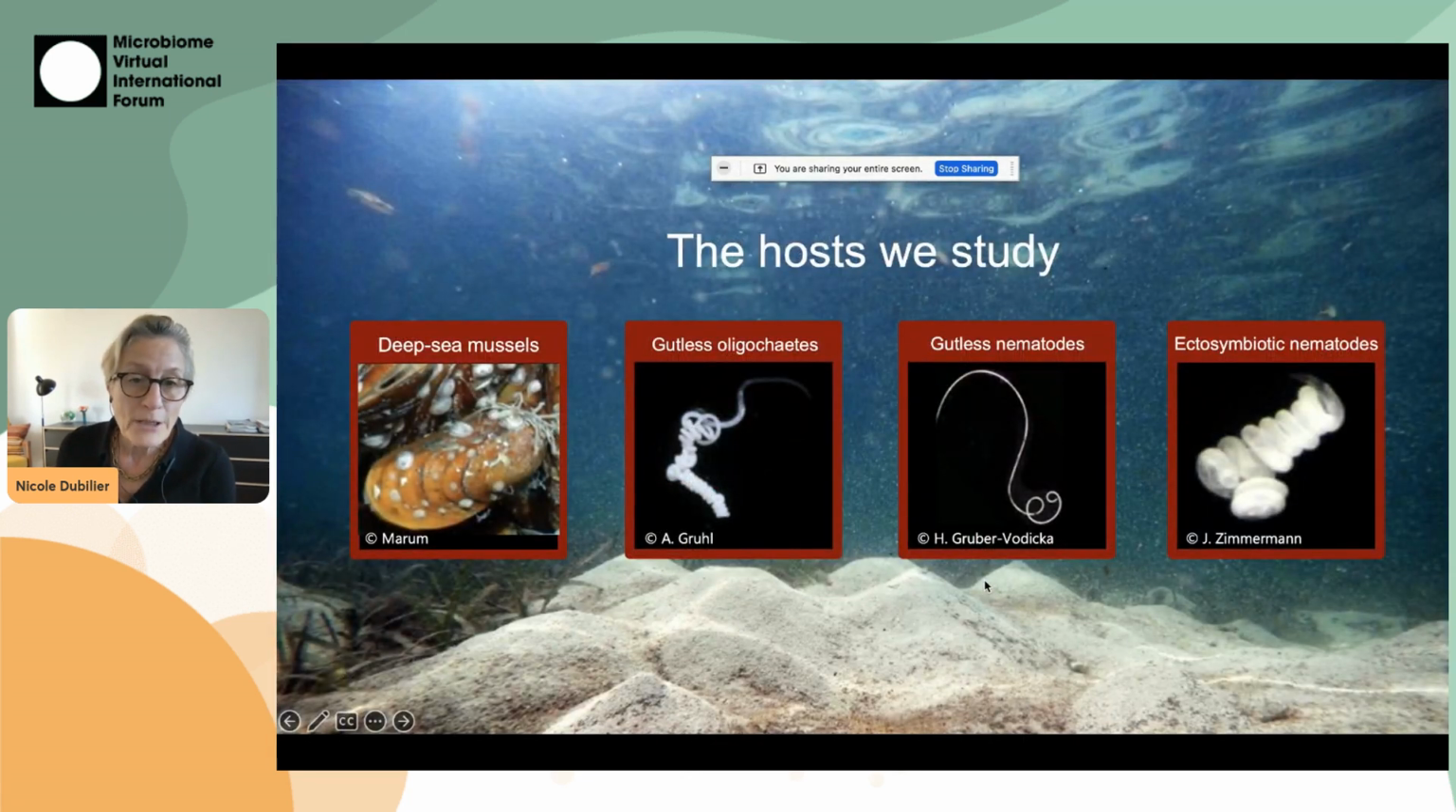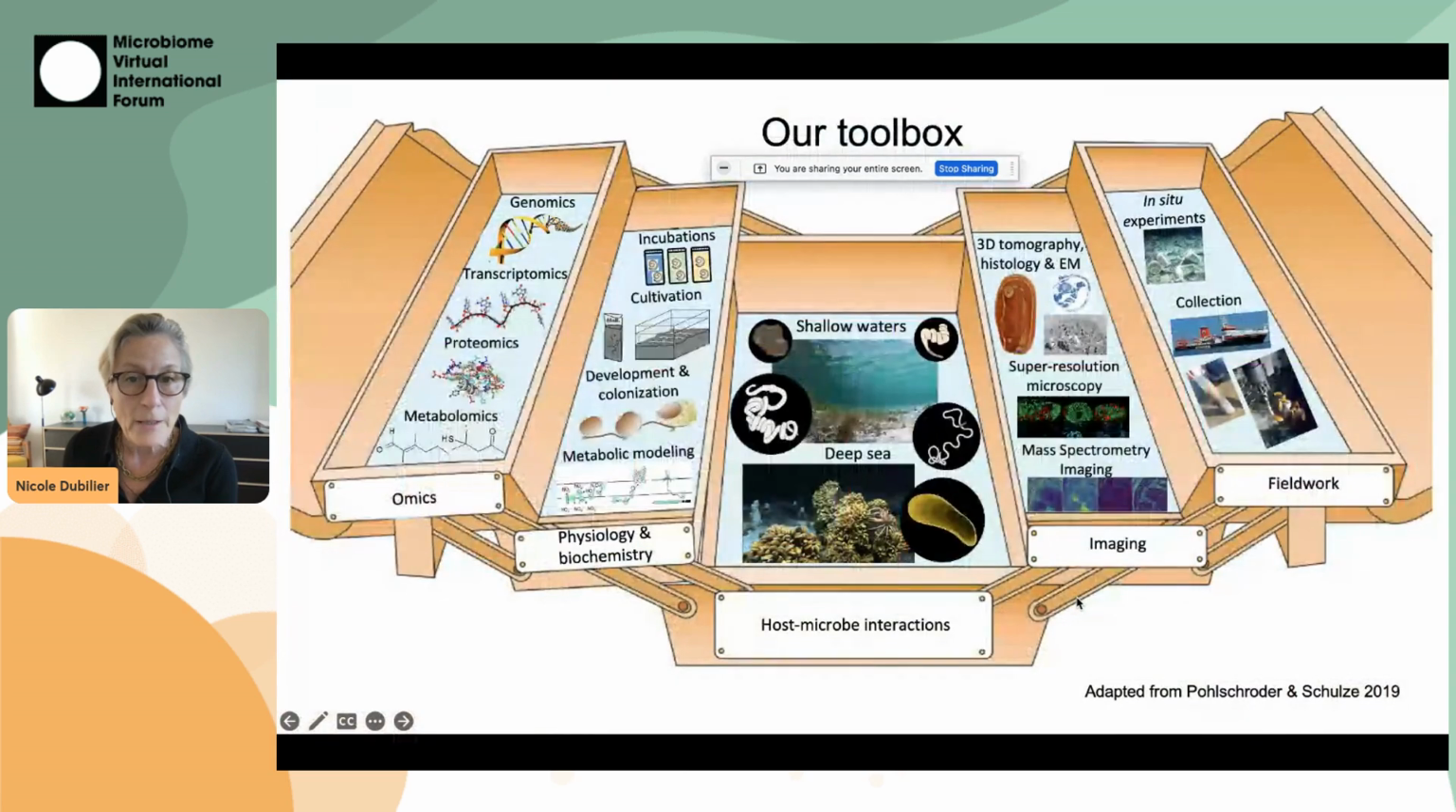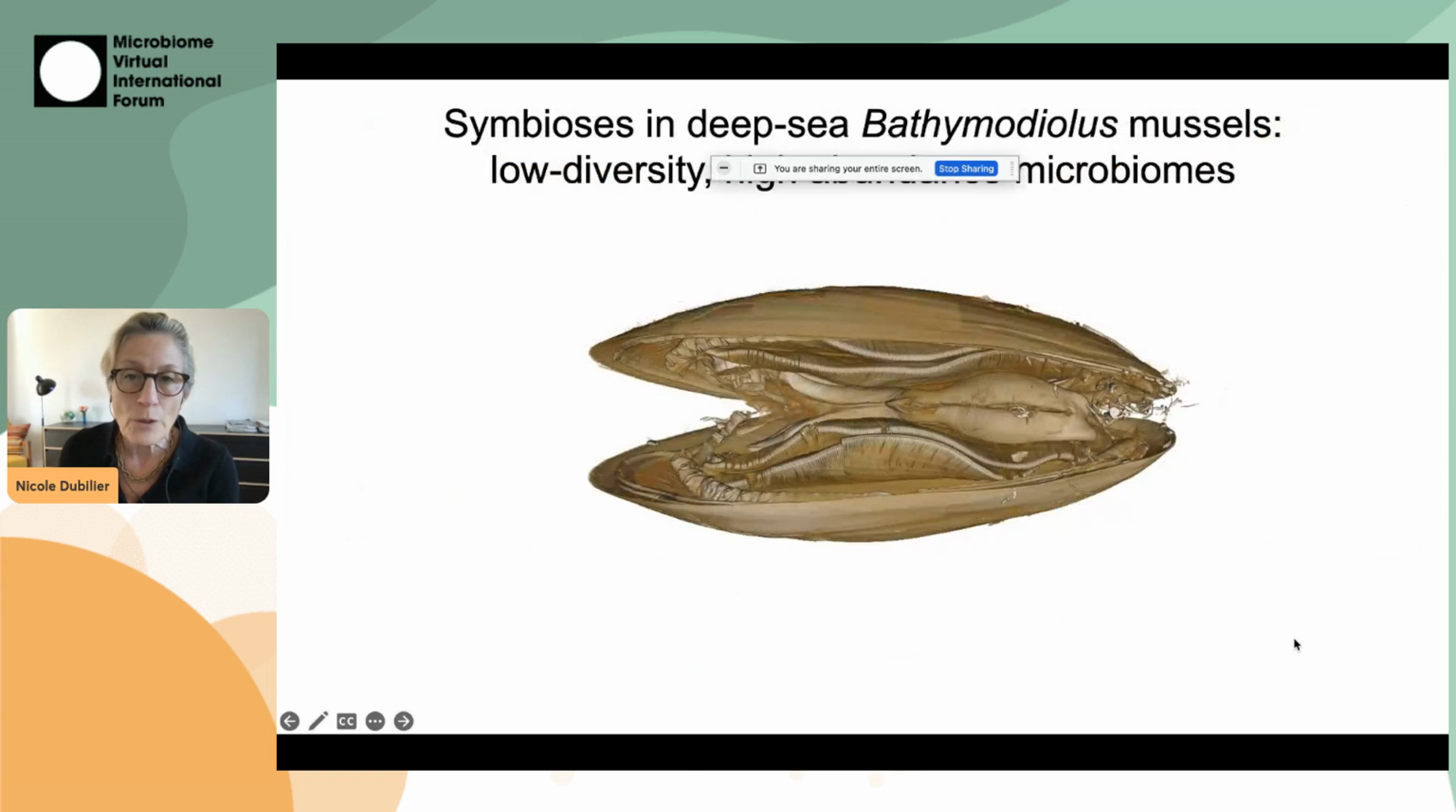We work on the deep sea mussels that I'll be telling you more about in my talk today, but also on the shallow water hosts that you see here. And we use a wide range of methods to work on them because the microbes can't be cultivated, and it's extremely difficult to keep the hosts in the lab for longer time periods, not to mention getting them to reproduce. So we go from the full range of omics to lots of different imaging methods and incubations in our field work. So let me tell you about deep sea mussels and how they work.